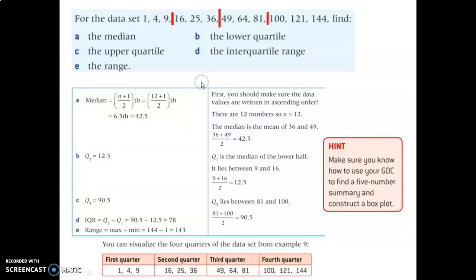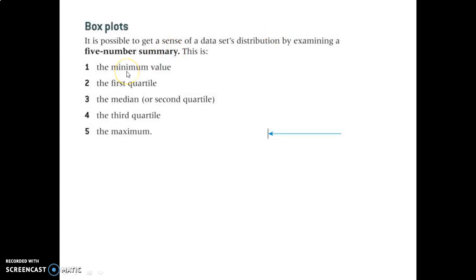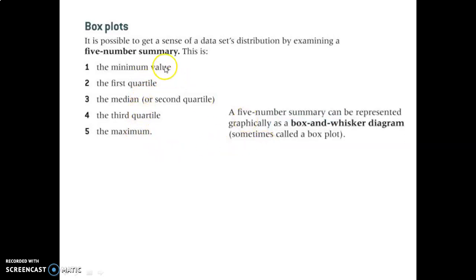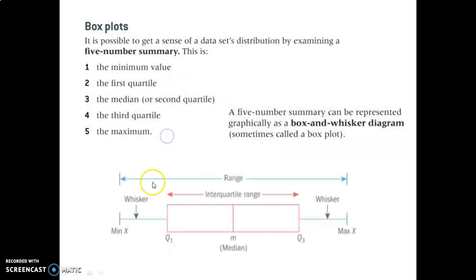Let's keep going. By the way, you can visualize the data like this. Here's our first quarter, second quarter, third quarter, fourth quarter, and the quartiles are the division lines between those, the data divided into quarters. Now box plots are a powerful way to show all these things we've been talking about, the median, the quartiles, the range. Box plots have a minimum value, first quartile, median, third quartile, maximum. First, we figure out what these 5 numbers are, and then we can draw a box plot.